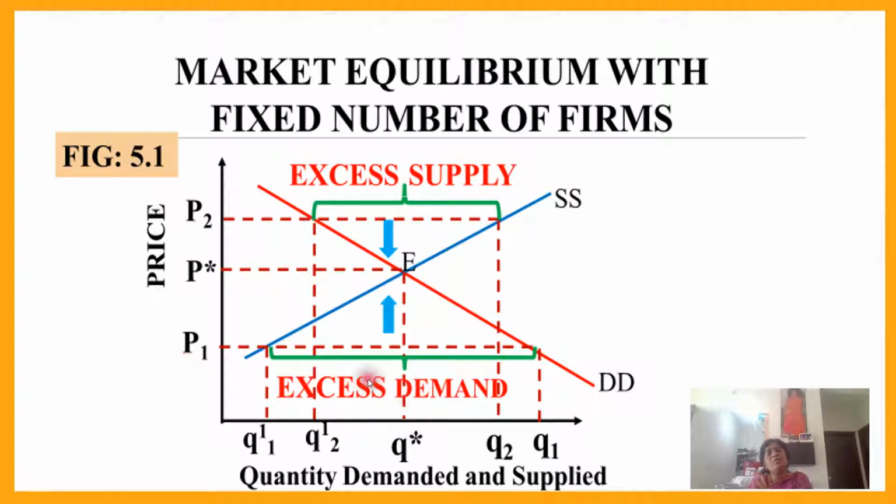In order to purchase that commodity, we will be willing to pay more than the price P1. That is, the price will rise back, as shown by this blue arrow, to P star, the equilibrium price. Then only will we be able to purchase that commodity. Therefore, consumers will tend to increase the price back from P1 to P star. That is how, when there is a low price, excess demand or shortage arises.